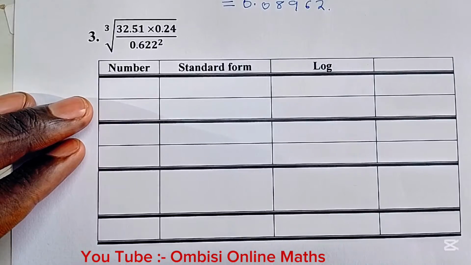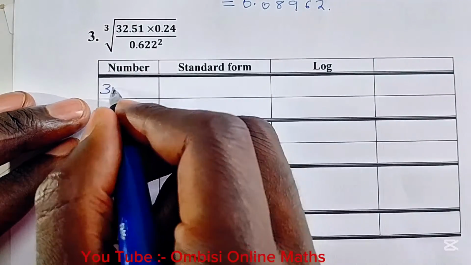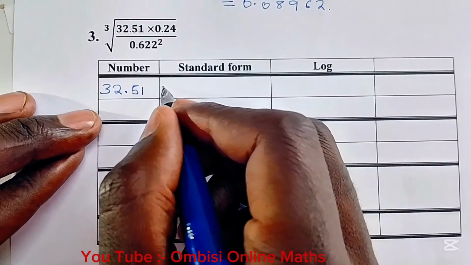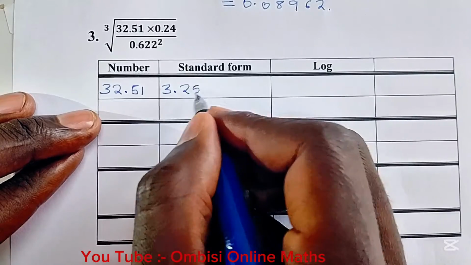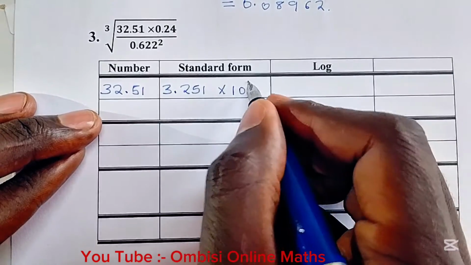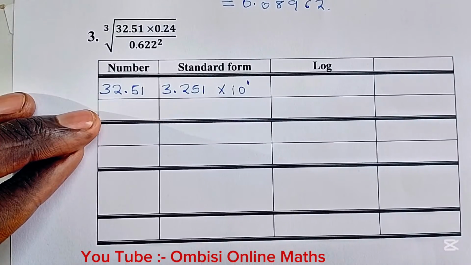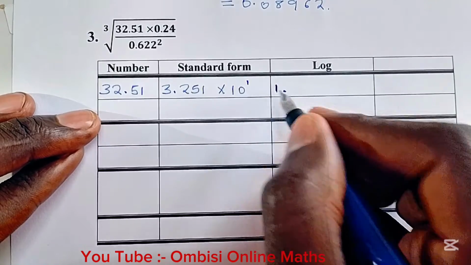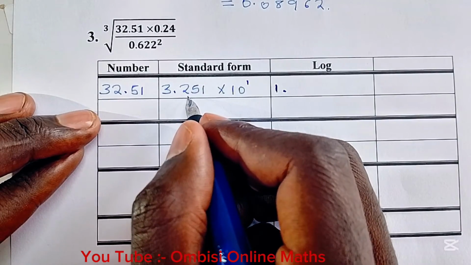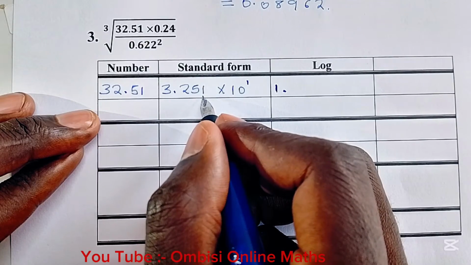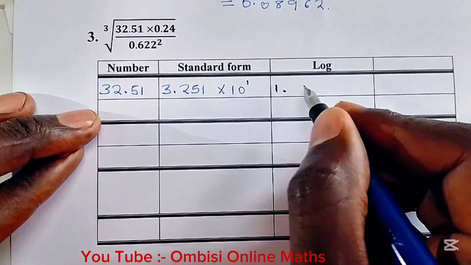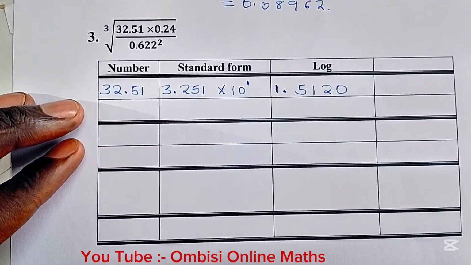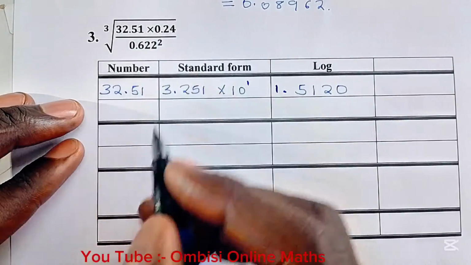Now the numerator, you have 32.51. The standard form of this is 3.251 times 10 raised to 1. So it means that the logarithm of this one is 1 point. We look for the logarithm of 3.2 in the column of 5, then add what is in the column of 1. And this one gives us 5120.